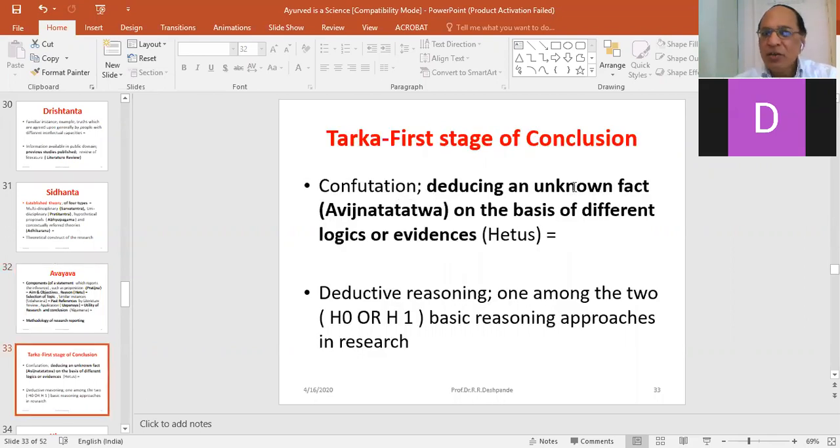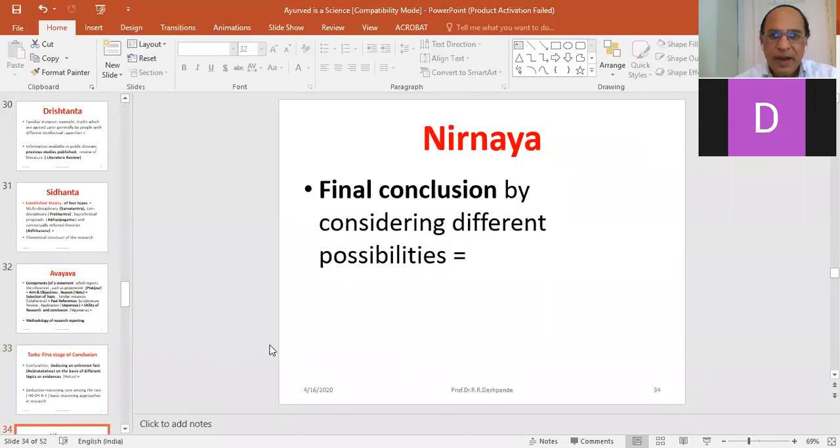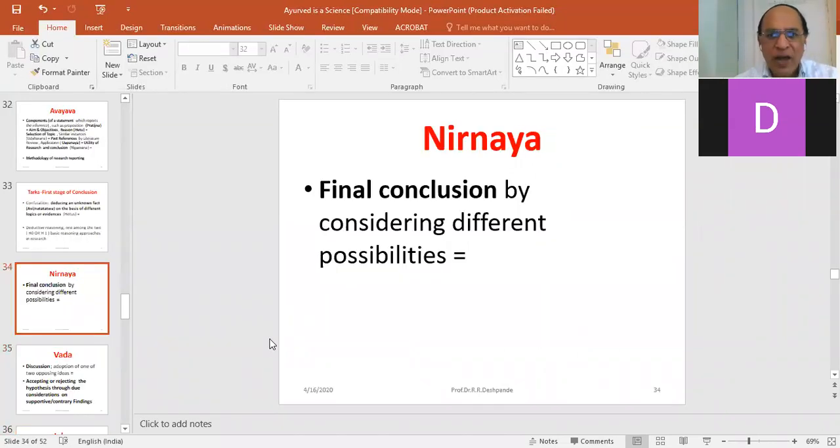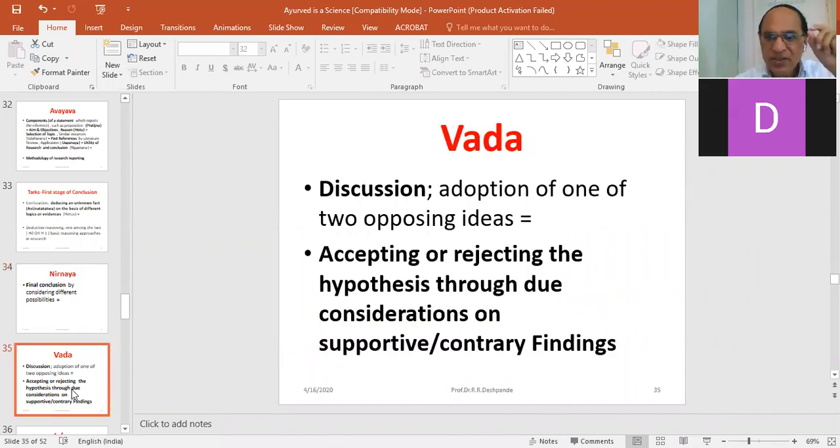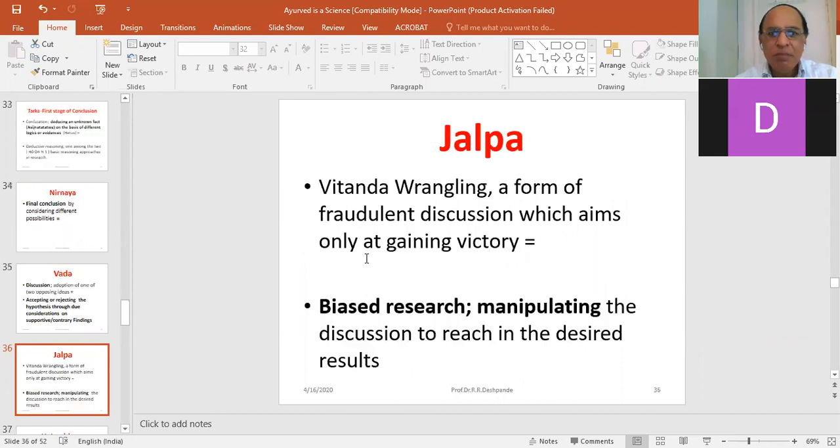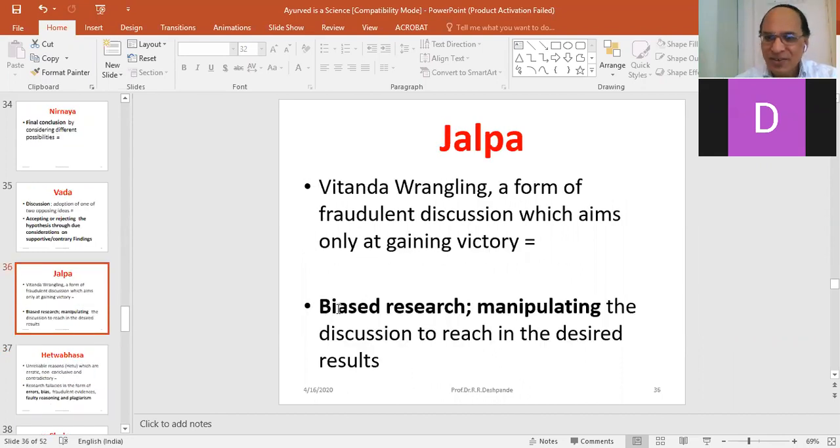Tark, first stage of the conclusion. Okay. And Nirnay is the absolute final conclusion. Okay. Vada, that is the discussion topic of your thesis and the synopsis. Vada is the discussion topic, accepting or rejecting the hypothesis, H0 and H1, considering the supportive and contrary findings. Jalp, this is the biased research. Jalp is a manipulation. Remember, manipulation, biased research.